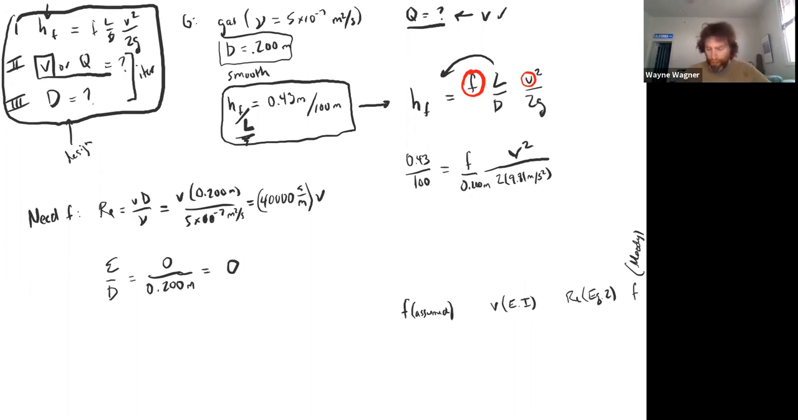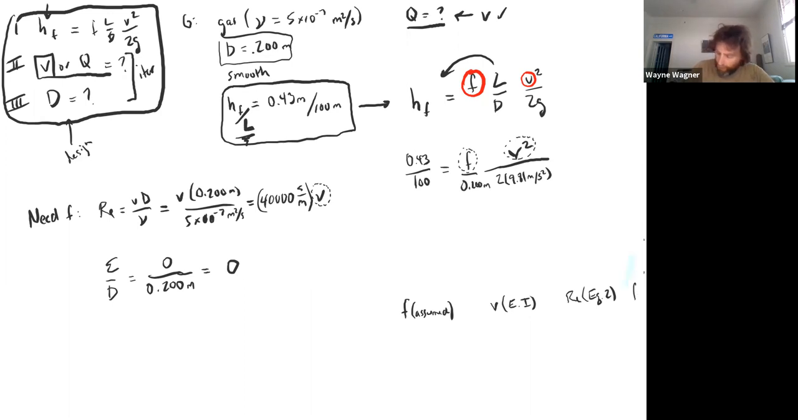All right, so basically we can't get F right here because I don't have Reynolds number, and I don't have Reynolds number because I don't have velocity. But that, of course, is what I'm trying to solve for in the first place. So this is our circular logic that creates a problem.